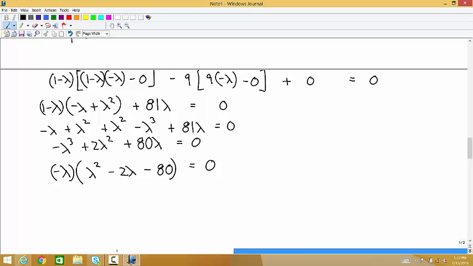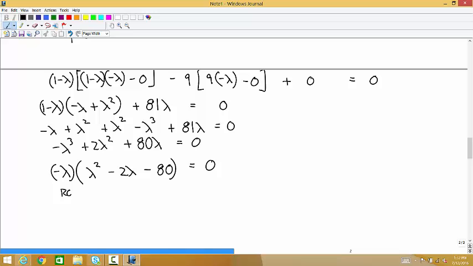So we can see that 0 is a root because we factored out that negative lambda. And then for the other two roots, we can use the quadratic formula. And hopefully if you solve that, you get what we got before, unless I made a mistake. I think that looks right. So the other two should be 10 and minus 8. That's from the quadratic formula.